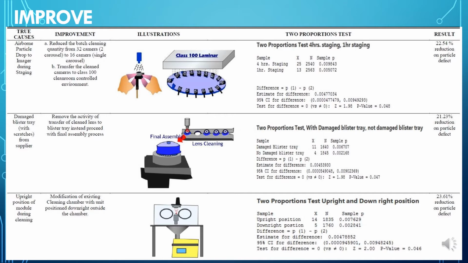Third true cause, upright position of the module during cleaning. Again, I performed a two proportions test, upright and downright position, and the result was a 23.61 reduction on particle defect. The improvement I've done here is a modification of the existing cleaning chamber, with the unit positioned downright outside the chamber. This is a sample of how we do that in this picture.